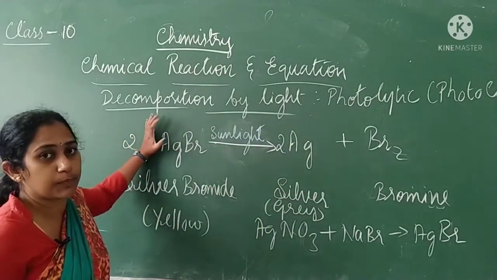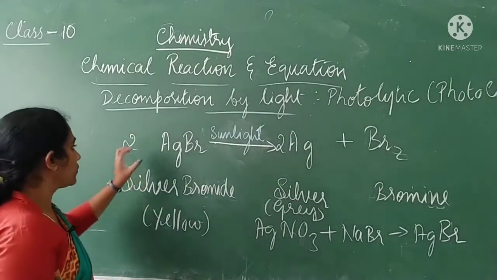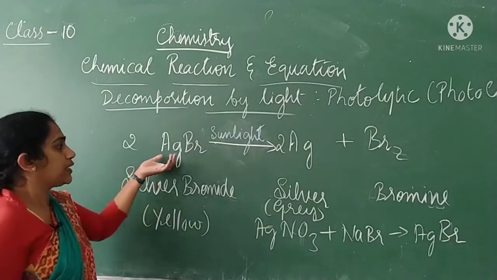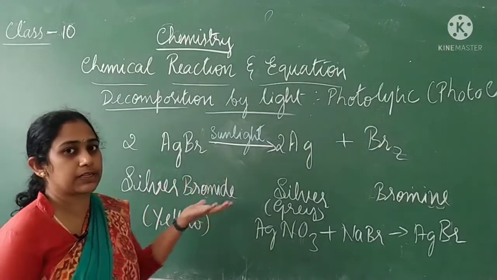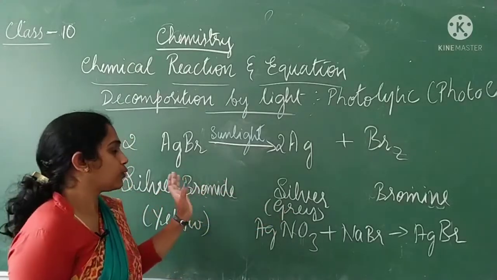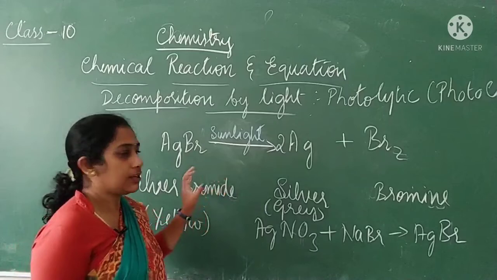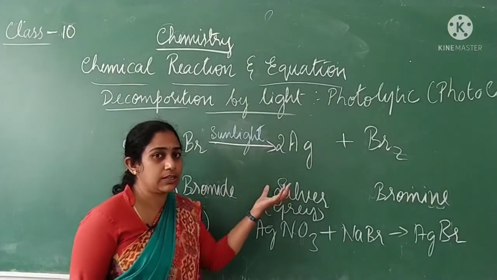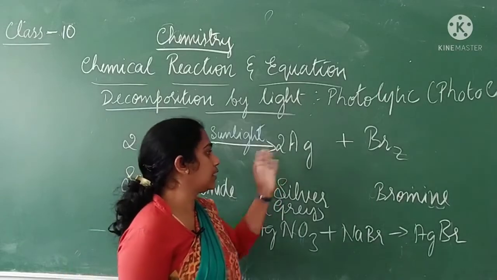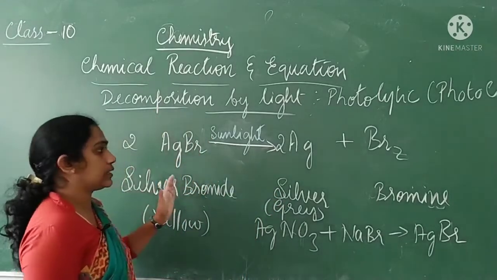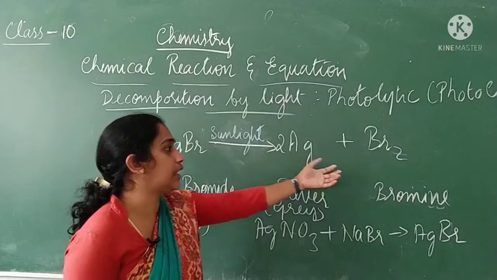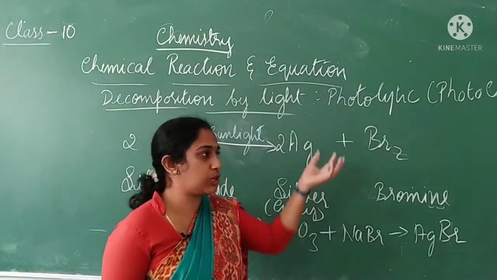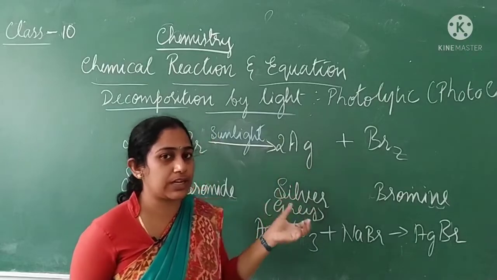What happens to silver bromide on exposure to light? Silver bromide is a yellow color salt. When it is kept outside in the sunlight, here also you can see the color change. The yellow color silver bromide salt slowly starts to change to a greyish color substance. That is, silver bromide is breaking, decomposing to form silver and bromine gas. Bromine gas is a reddish brown gas, but you will not be able to see it very clearly during that decomposition.